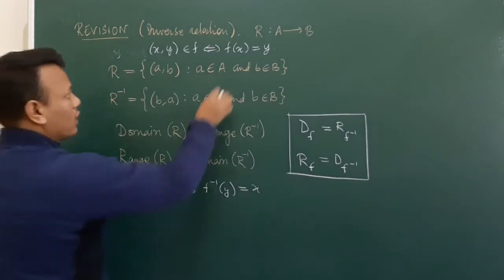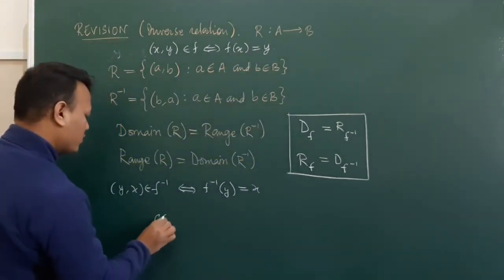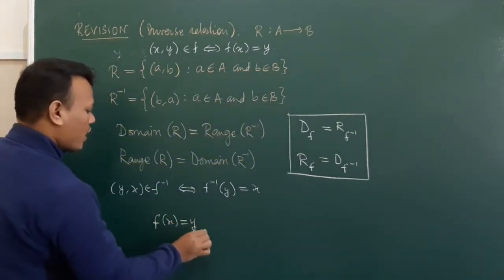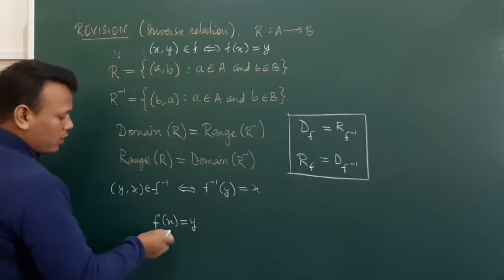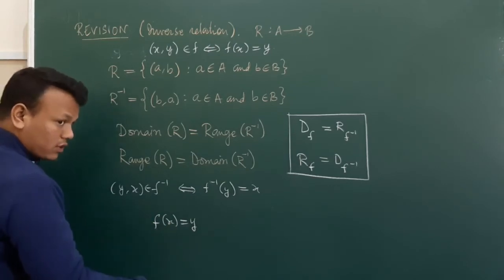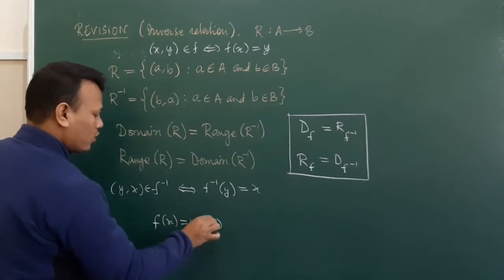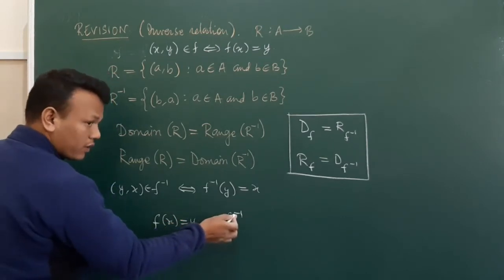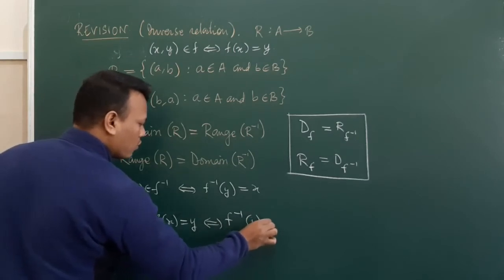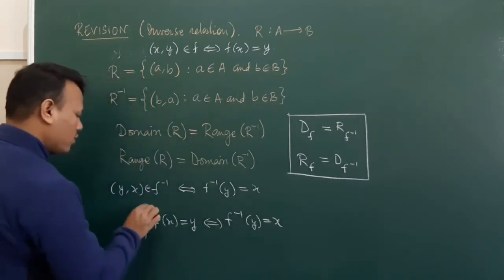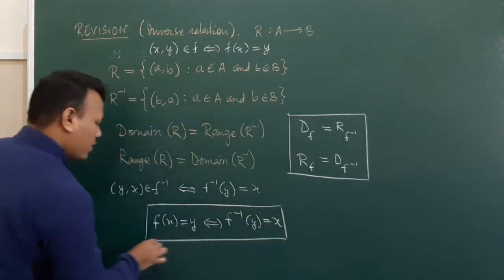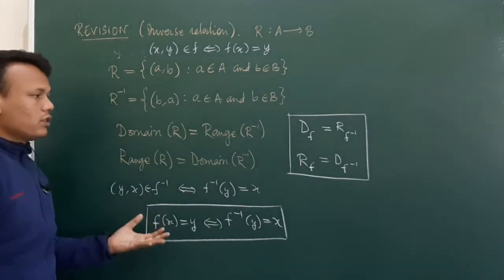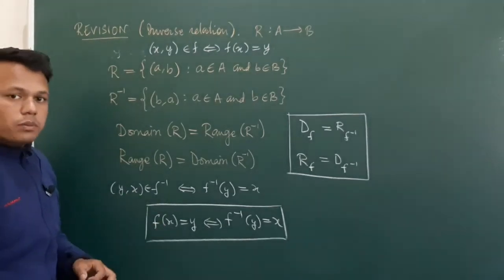So that means if we have f(x) = y, then to find its inverse, this f goes over there and becomes f inverse(y) = x. This also needs to be memorized. You may pause the video and note down the important points.